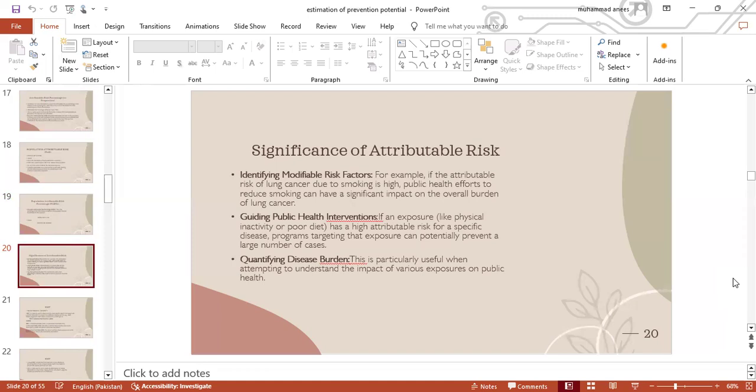If an exposure like physical inactivity or poor diet has a high attributable risk for a specific disease, programs targeting that exposure can potentially prevent a large number of cases. Number two is quantifying disease burden. This is particularly useful when attempting to understand the impact of various exposures on public health.